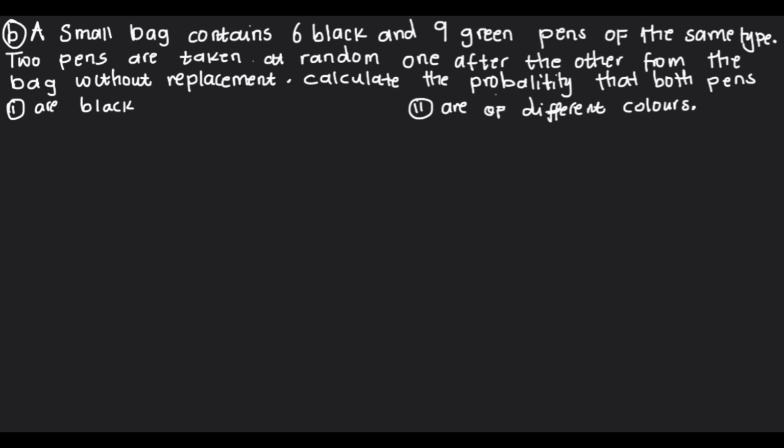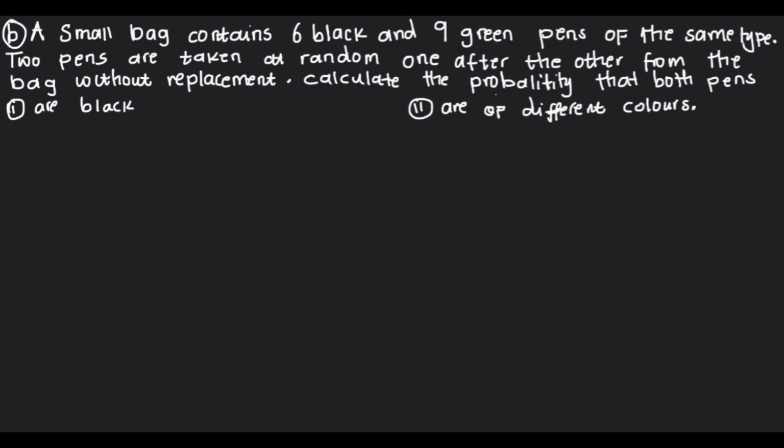So now we move on to question B. A small bag contains 6 black and 9 green pens of the same type. 2 pens are taken at random, one after the other, from the bag without replacement. Calculate the probability that both pens are black, Roman number 1. Then Roman number 2, are of different colors.